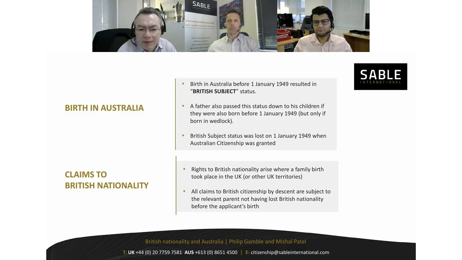As you can see from the last point on this particular slide, all claims by descent are subject to the parent not having lost British nationality before the next generation are born. So this has to flow down the generations, and if your father has renounced British nationality before you were born, that's going to be a problem in the modern day.